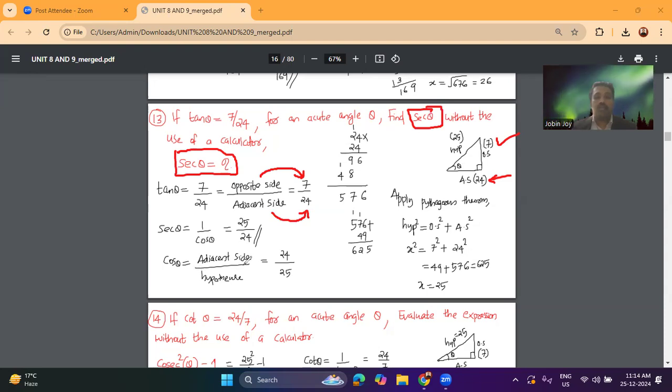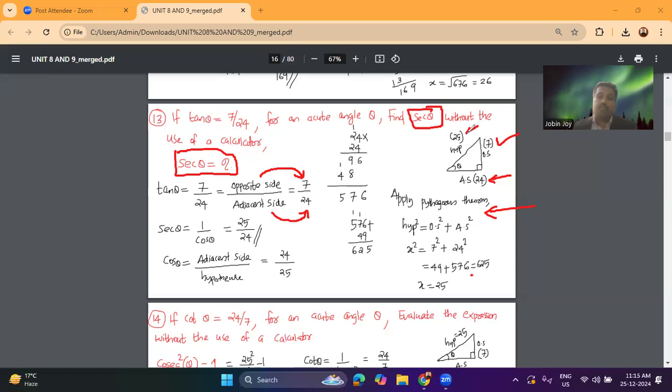Cos theta is equal to adjacent side divided by hypotenuse. But the problem is I don't know the hypotenuse. So we have a solution. Okay, you can apply Pythagoras theorem. What is Pythagoras theorem? Hypotenuse square is equal to opposite side square plus adjacent side square. So I will put hypotenuse as x so that x square is equal to opposite side 7 square plus adjacent side 24 square. So 49 plus 576 is equal to 625. I will take the square root, x is square root of 625, so that I will get x equal to 25 units.